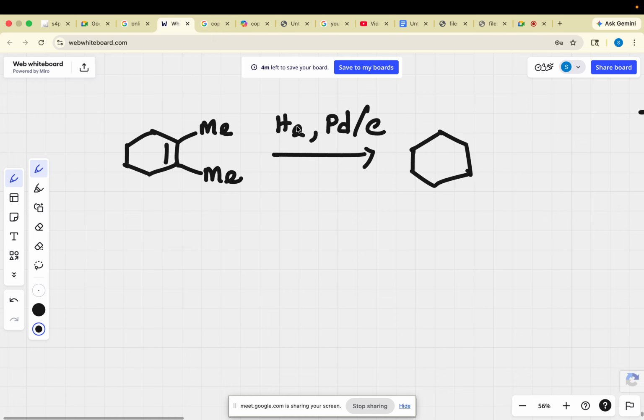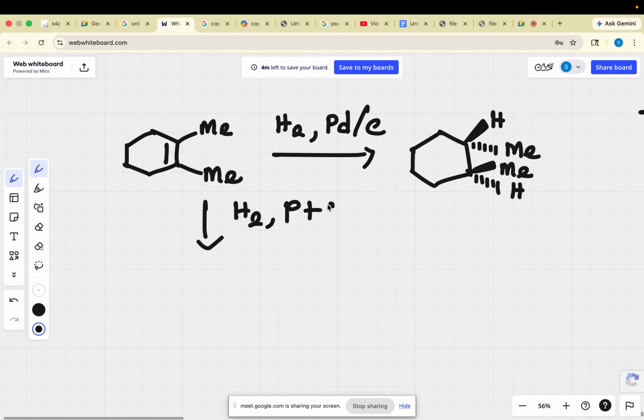So trans addition means these hydrogens are adding in trans fashion. Suppose one hydrogen is coming from above the plane, then the other hydrogen is coming from below the plane. So now you can fix the geometry of the methyl group: here hydrogen is below the plane, so the other methyl group will be above the plane. But if you use Adams catalyst, hydrogen PtO2, that time you will get cis addition.